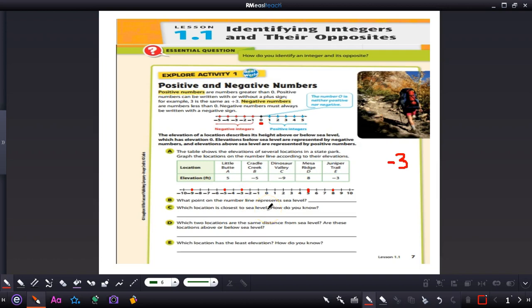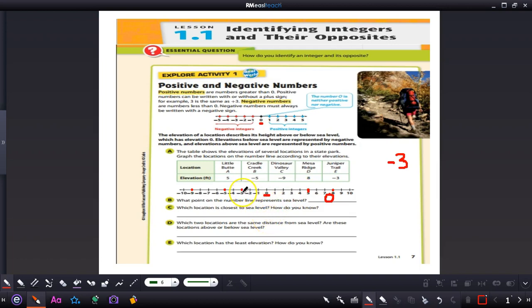And I do want you to put those points on page 7 as well. So let's take a look at letter B together. It says, what point on the number line represents sea level? So we went over this a little bit earlier, but sea level actually is represented by the number 0. So we'll put 0 right there on page 7. I want you to do that as well. Next one, which location is closest to sea level and how do you know? Now they're not asking above or below, just closest to sea level.